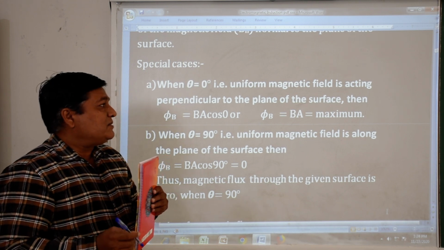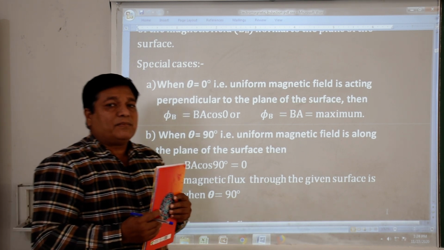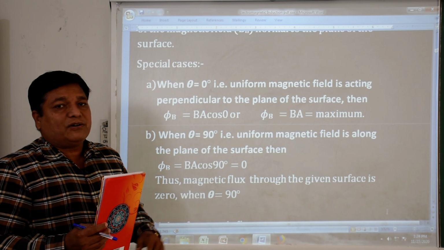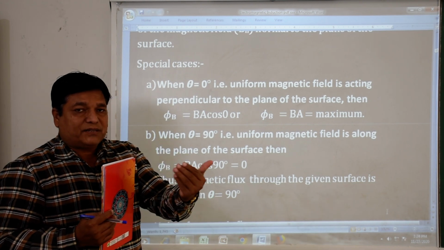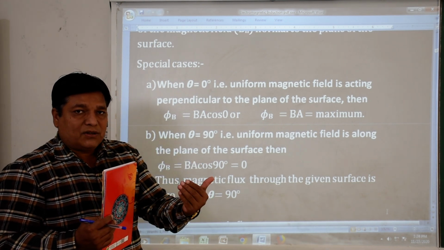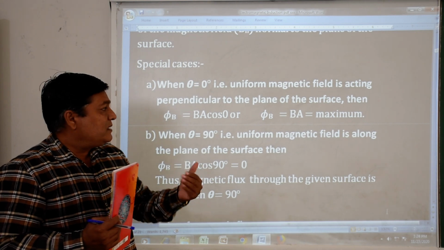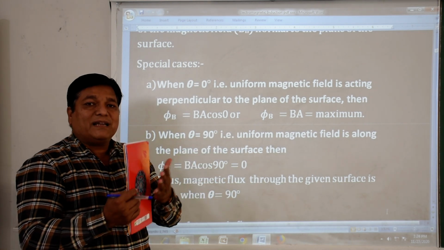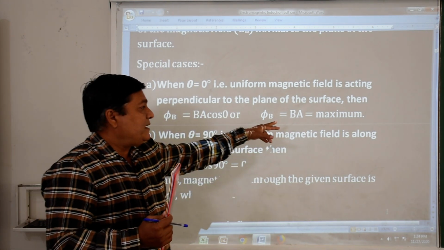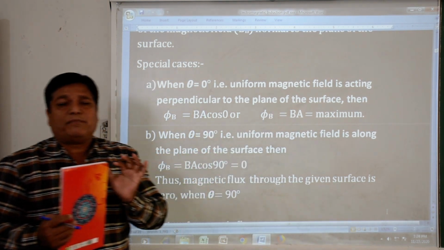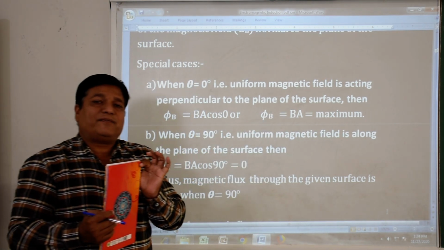If theta is equal to 0 degree, and we use the equation phi of B is equal to BA cos theta, in place of cos theta we place cos 0, and the value of cos 0 is equal to 1. We get the magnetic flux linked with the surface area as BA, which is the maximum magnetic flux linked with the surface area.